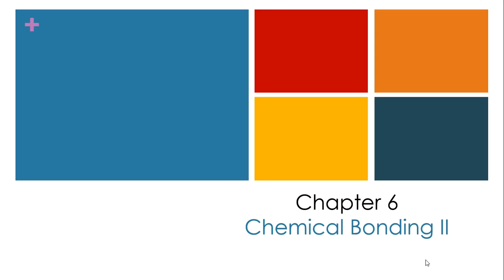Hey guys, welcome back to chapter 6. In this second and final video from chapter 6, we're going to talk about something called sigma and pi bonds. We're going to start to look at more complex molecules and talk about the different types of bonds. And then the last thing I'm going to leave you with is expanded octets and what the hybridization looks like for those guys.